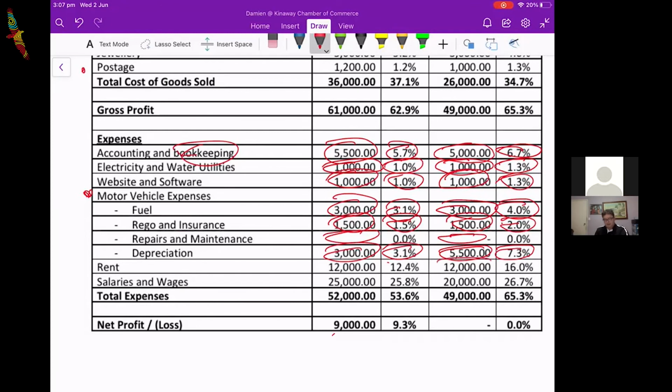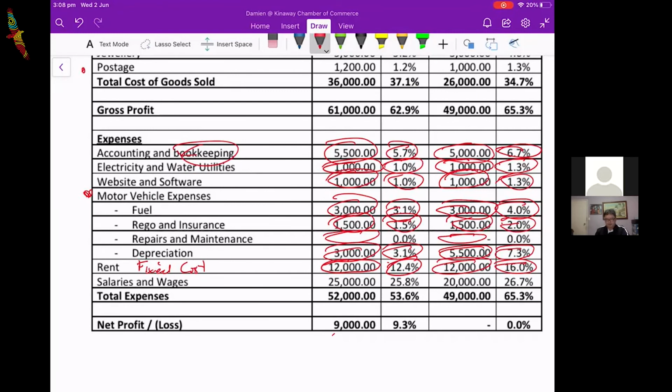Rent, again, is at $12,000 last year to $12,000 this year. So as a fixed cost, remember this is a fixed cost. It's come down as a total from total sales, down from 16% to 12.4%. So the more we sell with a fixed cost, the less it actually is as a percentage of our total sales, because it remains the same irrespective.